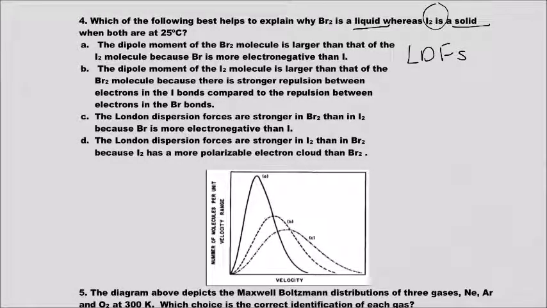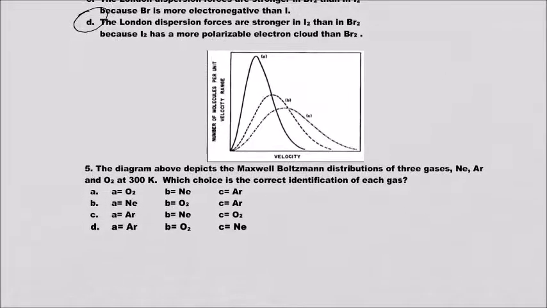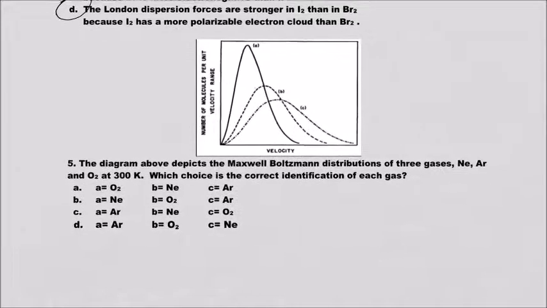So let's find the correct reasoning. It's talking about dipole moment. Well, they don't have a dipole moment. So C, I see the words London dispersion forces are stronger in Br2 than in I2. Does that make sense? It's a liquid and I2 is a solid, so that doesn't really go together. It must be D. London dispersion forces are stronger in I2 than in Br2 because I2 has a more polarizable electron cloud, and that is in fact the answer because I2 does have many more electrons, causing that more polarizable cloud and stronger LDFs.